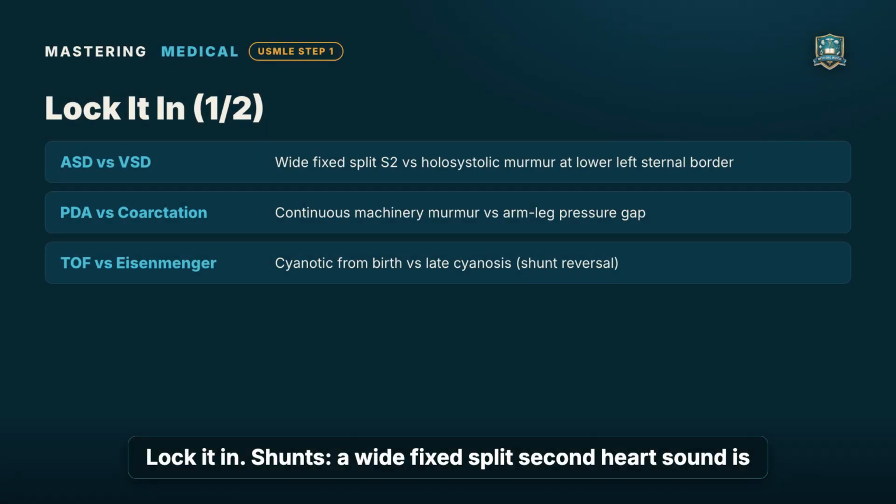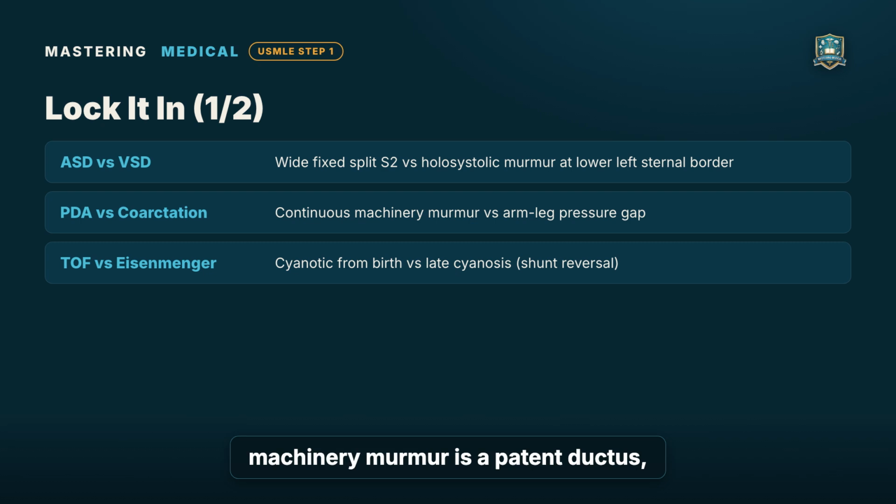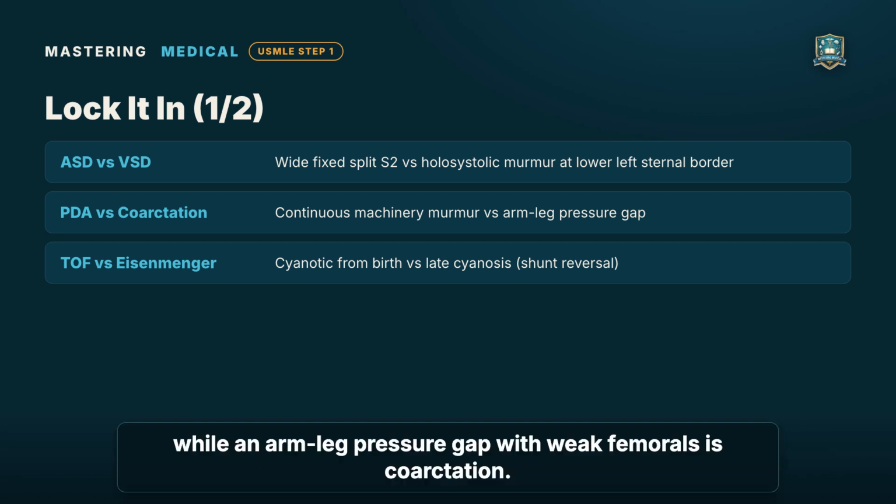Lock it in. Shunts: a wide fixed split-second heart sound is an atrial septal defect. A holosystolic murmur at the lower left sternal border is a ventricular septal defect. A continuous machinery murmur is a patent ductus, while an arm-leg pressure gap with weak femorals is coarctation.